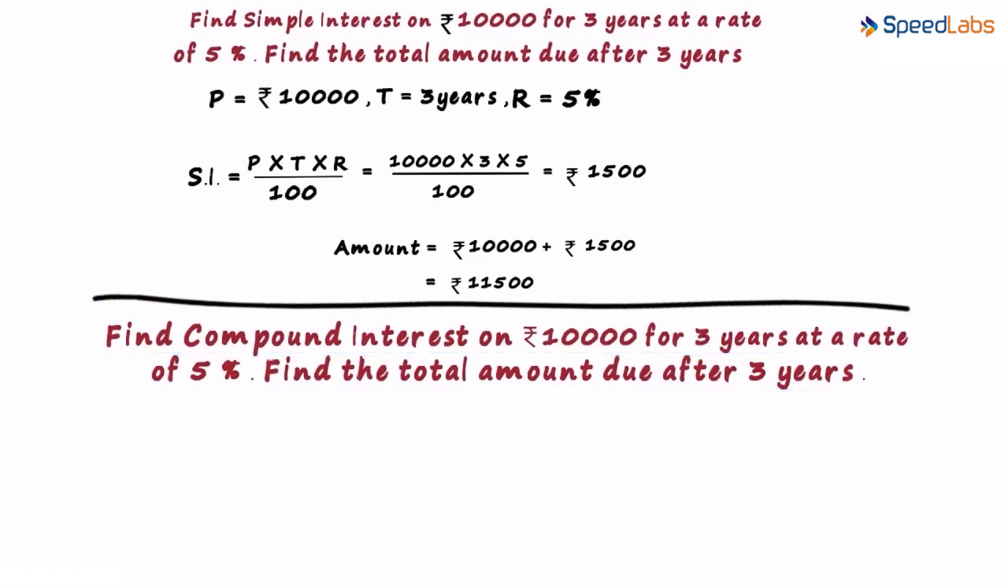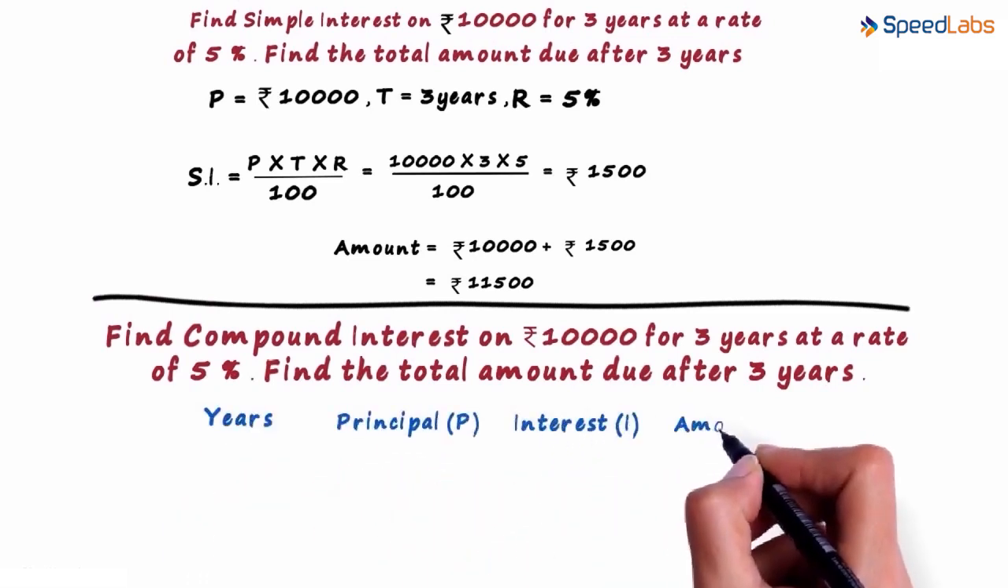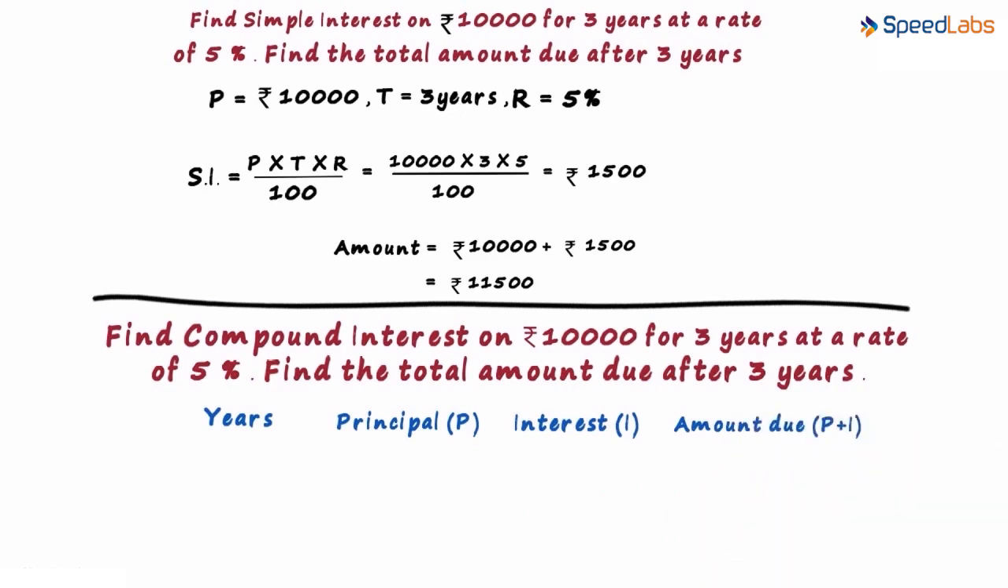In one of our videos, we understood the need for compound interest. Let us form a table so that you can understand the concept of compound interest well. We form 4 columns: years, principal, interest, and amount due. You will understand the significance of these columns soon. Let us consider year 1.